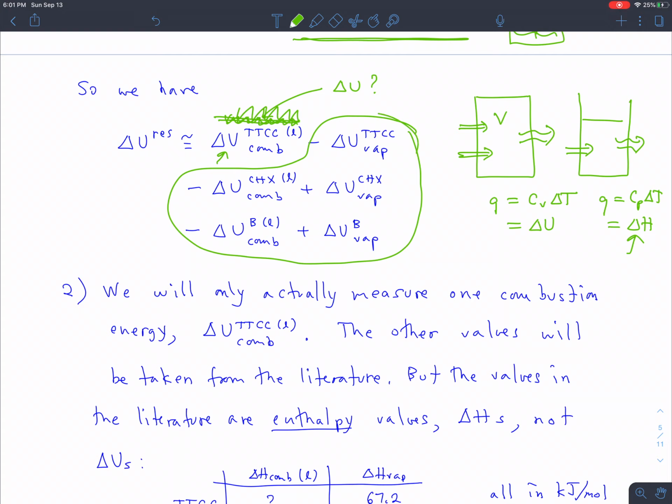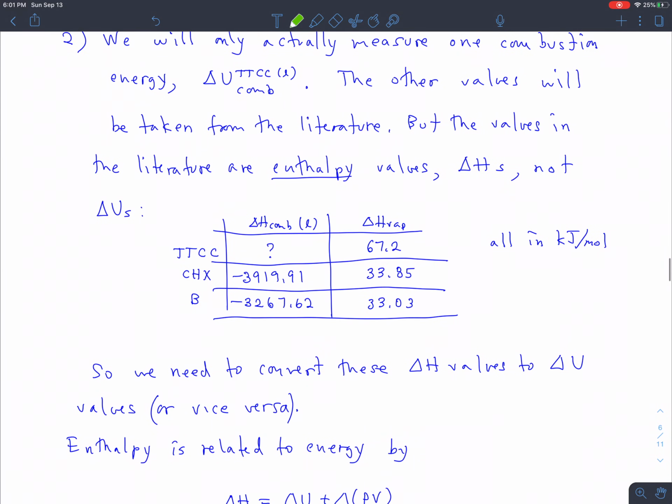That leaves us, though, with all these other values that we need in order to do our calculation. They all have to come from the literature. All the literature values, it turns out, are delta H values, and so somehow we're going to have to get delta U values from literature delta H values.